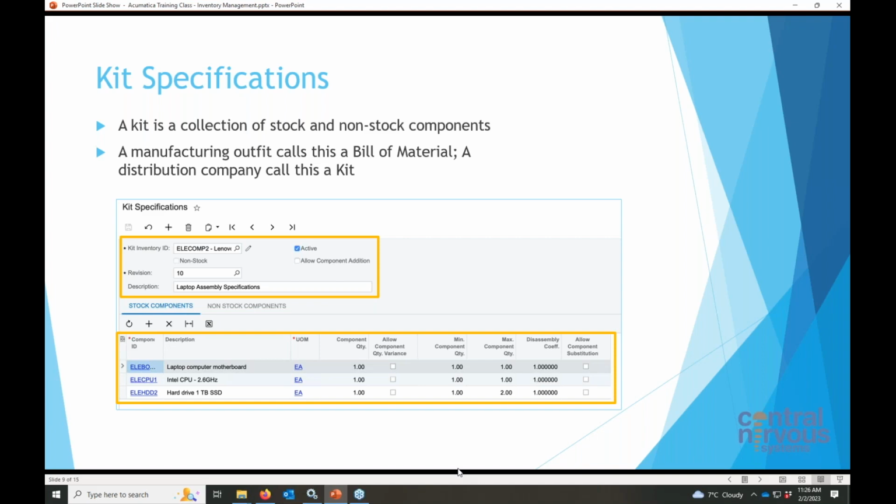In this example, this screenshot, we've got a laptop assembly specification for the ELE Comp 2. It looks like a Lenovo computer. We've got options for revisions, so we can track changes in that kit or assembly. Here we identify both stock and non-stock components. On the stock side, we need a laptop computer motherboard, one CPU, and one hard drive, and there may be others underneath it.